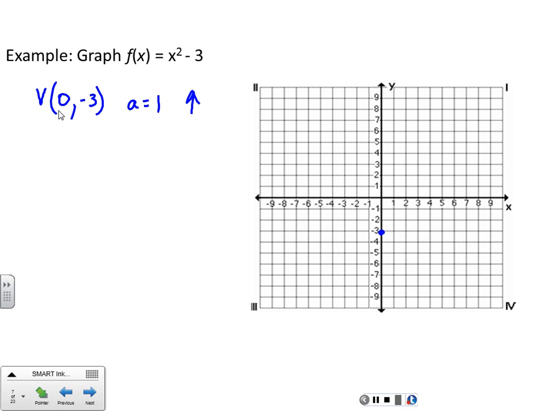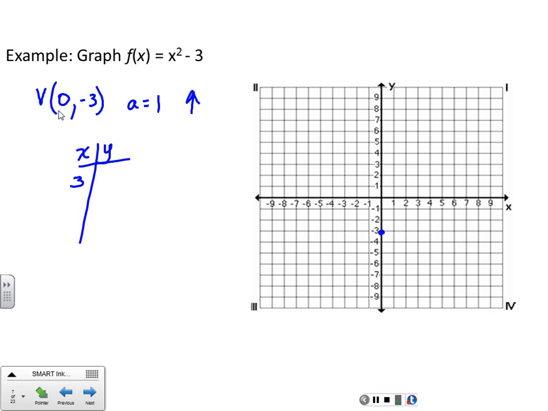What else do I need to know? 2 points. 2 other points. Okay. What I like to do is basically it's the T-chart, but not. Pick a number, any number, relatively close to 0, 3. I like that one. Let's go with 3.